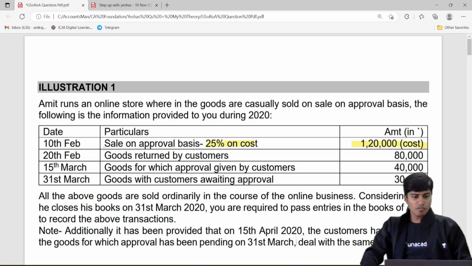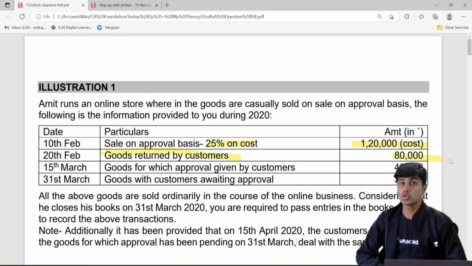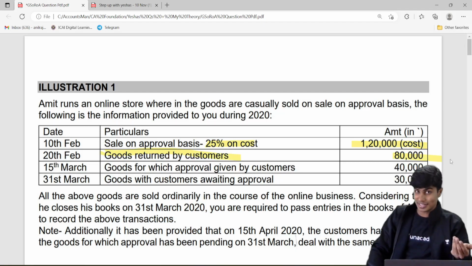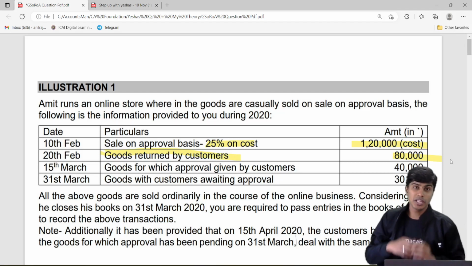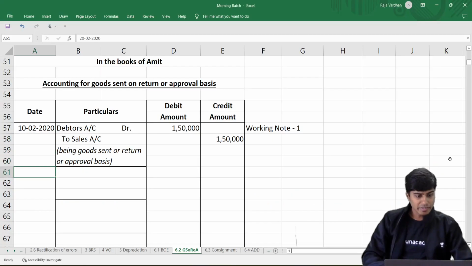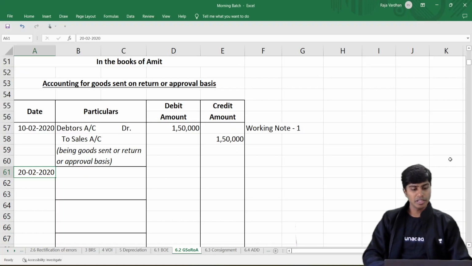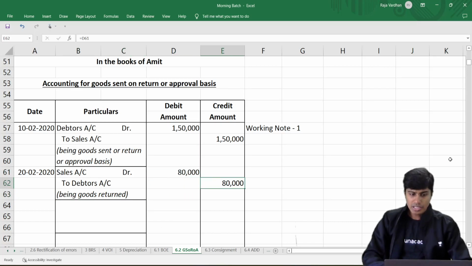Then on 20th of February, goods are returned by customers to the extent of 80,000. When the goods are returned by customer, it is no longer a sale. So our optimism has just met some realistic approach. The previous sales entry, whatever we had returned, should now be reversed. For which I will write the entry on 20th of February as sales account debit to debtors account. This is to the extent of 80,000. I have reversed the sales entry that I had previously passed because the sales are returned here.